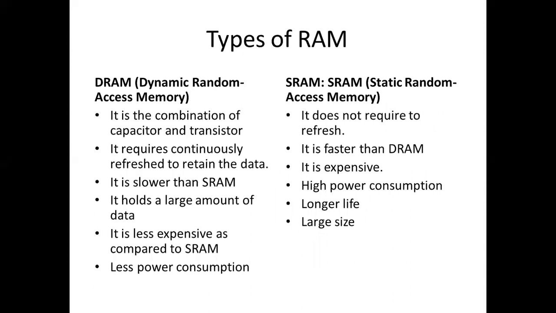Then we have two types of RAM: dynamic and static. The dynamic RAM is a combination of capacitors and transistors. It's dynamic because it needs to be refreshed all the time with electricity. It needs some electrical power to keep refreshing it and loading data within the RAM. That makes it a bit slower compared to the static.